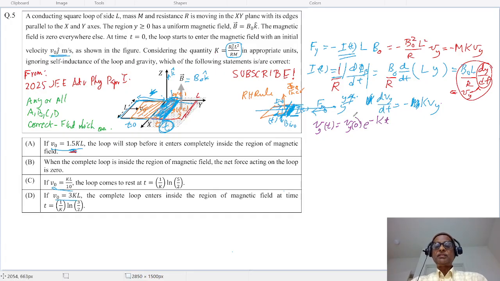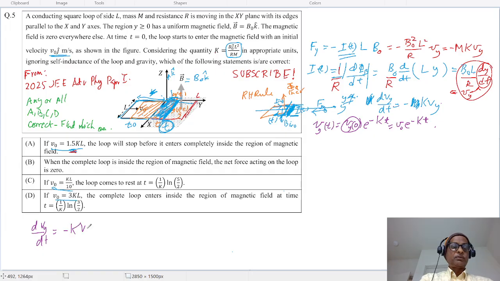And this is simply v0 e to the minus kt. Okay, how did I get this so quickly? Well, let me show you over here. dvy/dt equals minus k vy. So it just separates. You bring this here and bring that over there.